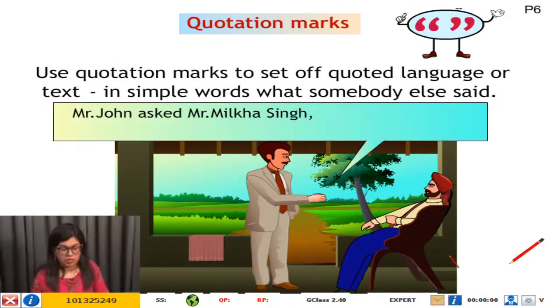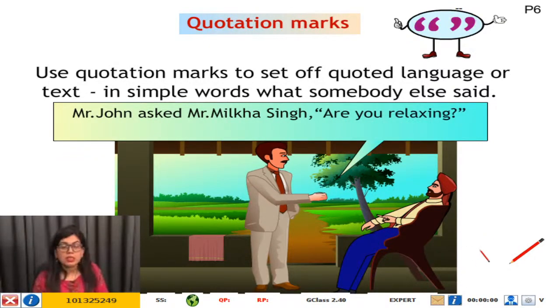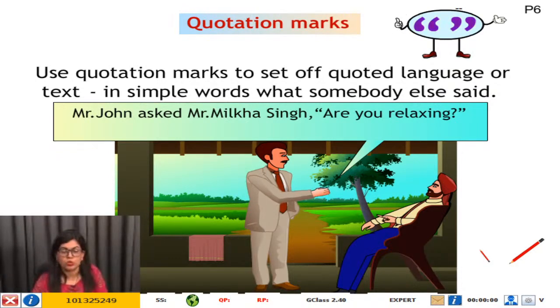Mr. John asked Mr. Milkha Singh. So there is a comma. Can you all see? Now see, what did Mr. John ask? We are going to write the exact sentence that Mr. John asked. What was the question that he asked? "Are you relaxing?" So first you have to start with inverted commas, double inverted commas, then the question mark, then close inverted commas. Since this is a question, we are using a question mark.